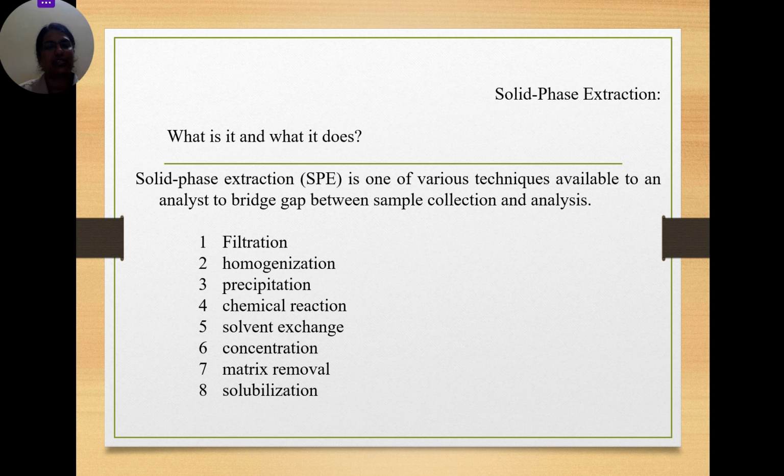Apart from this, sometimes we can avoid certain pre-treatment of the sample techniques like filtration, homogenization, precipitation, etc. So that is one of the major benefits of solid phase extraction. The steps involved in this technique help us to get the fullest concentration of the analyte as well as to purify it.